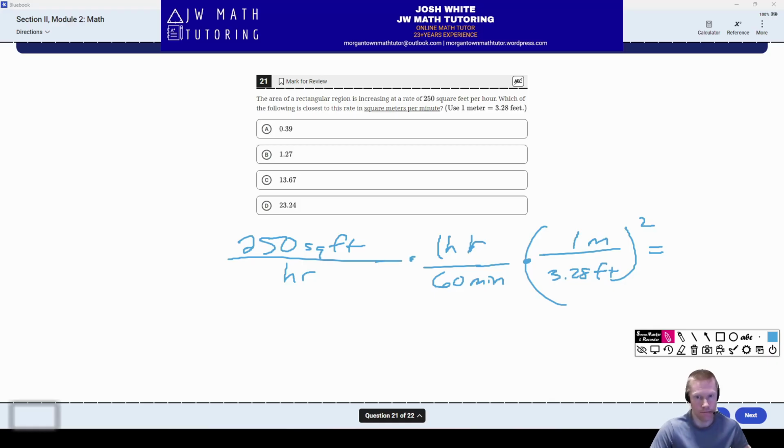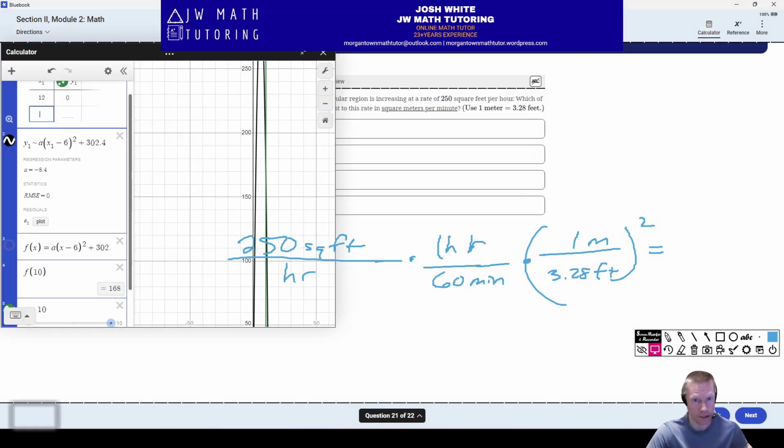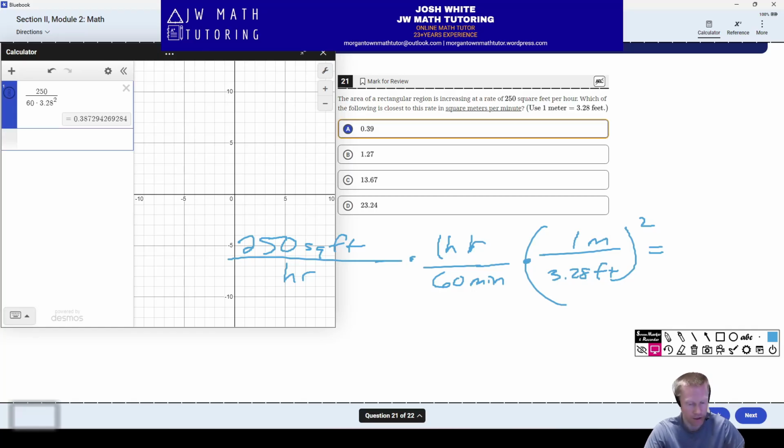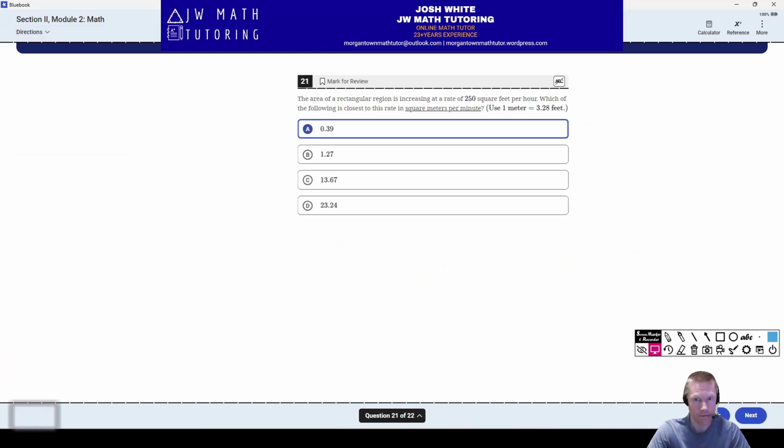So on the top, I'm just going to go to Desmos to do this. You've got 250. On the bottom, you have 60 and you have 3.28 squared. So you multiply this all out, what do we get? 0.38729. Well, that's closest to 0.39, if you would round it. So correct answer to this one is just letter A.